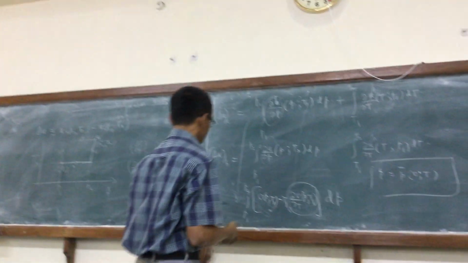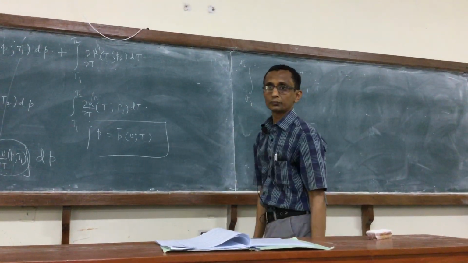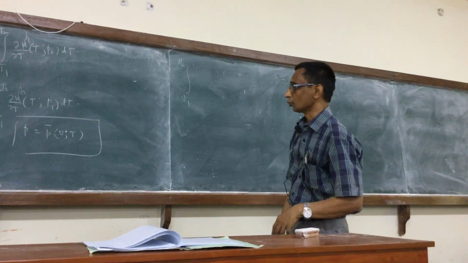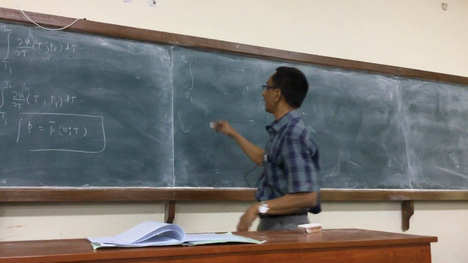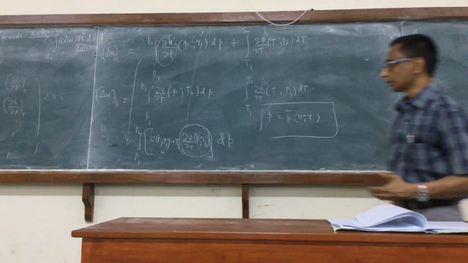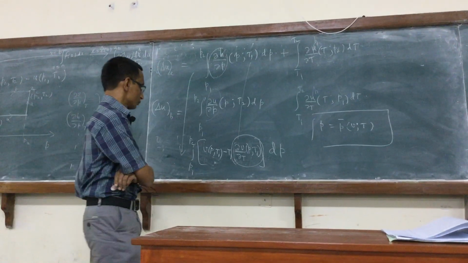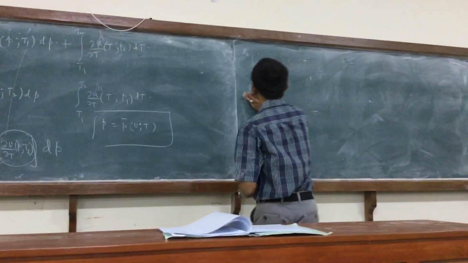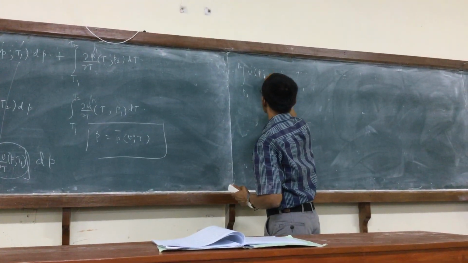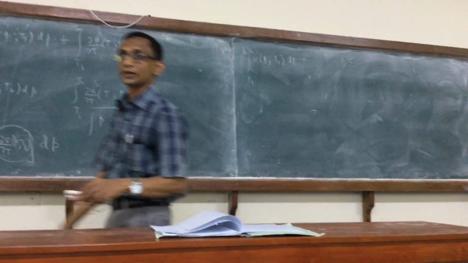So let us now take the first term. Integral p1 to p2 will now become integral p1 to p2. Right? And now I have p, which is a function of p and t. So how do I change that? What I have here is integral p1 to p2, v of p, t1, dp. How do I change this?